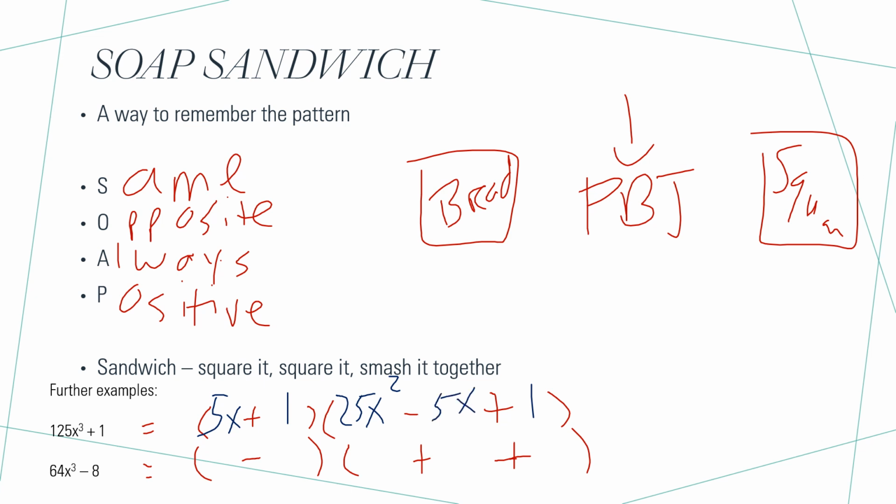Doing the next one down, what to the third power gives me 64? Well, that would be 4. What to the third power gives me x cubed? That would be x. And what to the third power gives me 8? That would be a 2. And then we're going to square it, smash it together. So 4x all squared gives you 16x squared. 2 squared gives me 4, and then 4x times 2, that's the smash it together, is 8x.